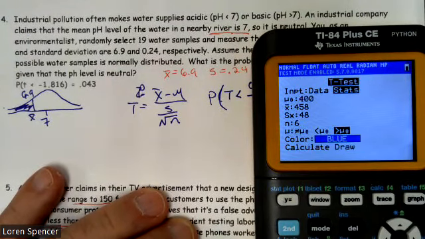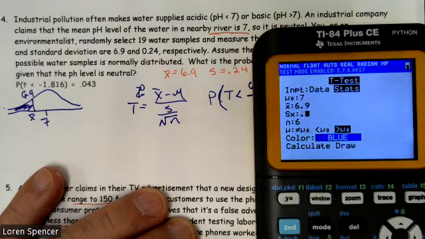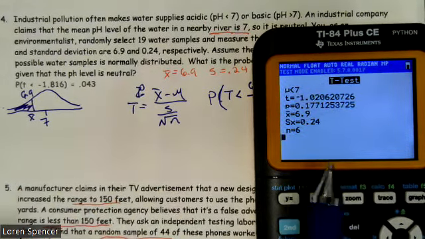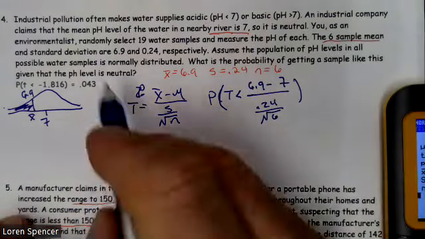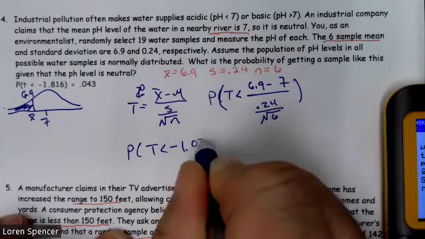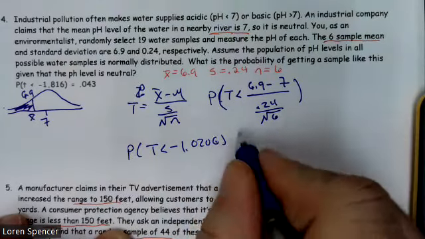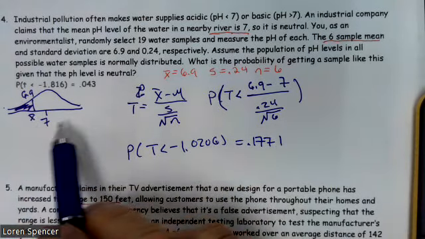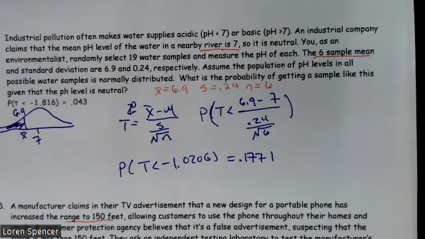T-test. Our claim is that it's neutral at 7, but we got a sample mean of 6.9. We had a sample standard deviation of 0.24 and a sample size of 6, and we shaded to the left. All right. So we get T equals 1.0206. So the probability that T is less than negative 1.0206 equals 0.1771. And that makes sense that it'd be negative because we're on the left of the mean.